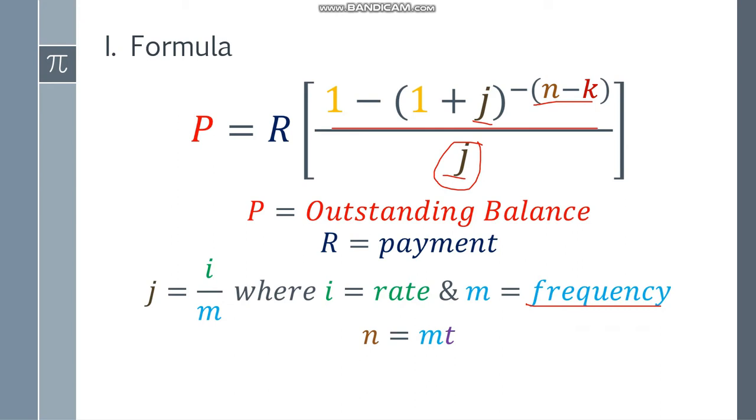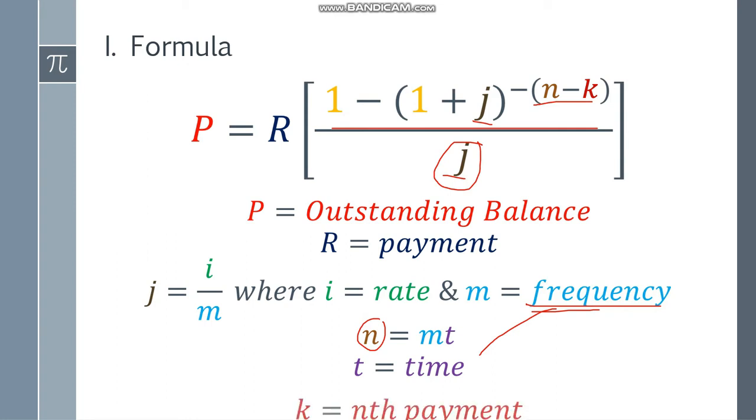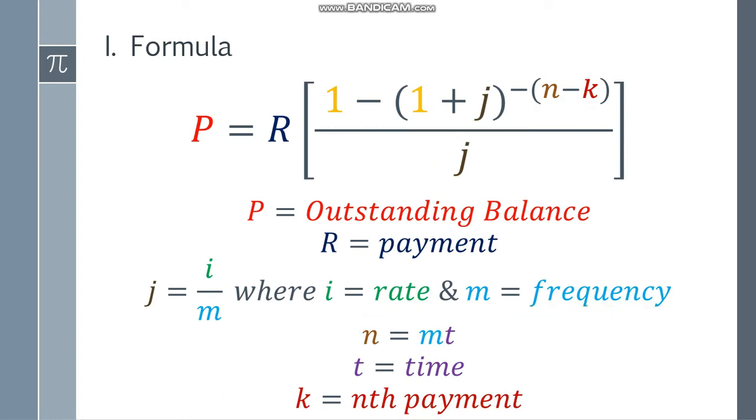So we have N. N is equal to M times T, where M is the frequency and T is the time. So we just multiply time and frequency to get the variable N. For K, that will be the payment number. In the problem, you will see first payment, second payment, third payment. So first is 1, second is 2, and of course, third is 3.